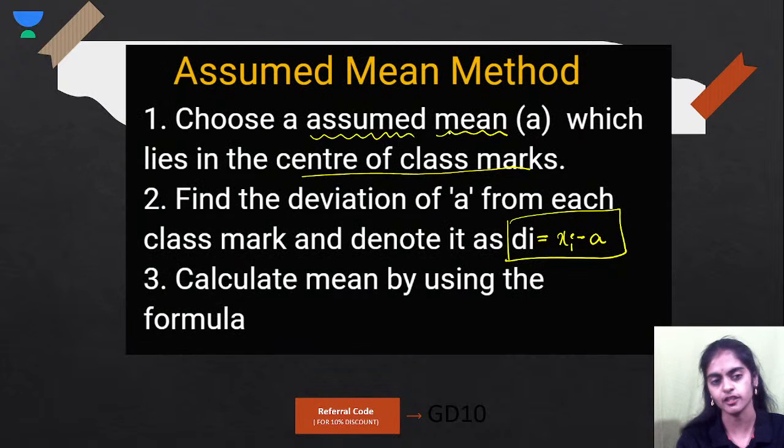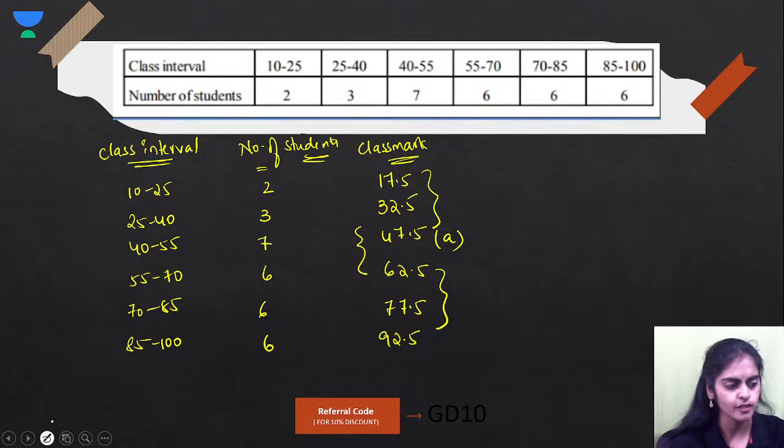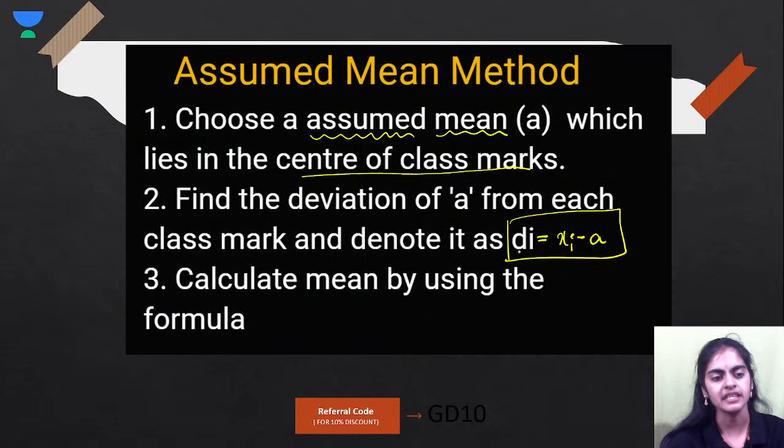They asked you to write the assumed mean, which lies in the center of the class marks. Now, these are the class marks. So center of the class marks means I have two centers. These two are the centers of the class marks. So out of these two, one I will assume as the assumed mean. For example, this one.